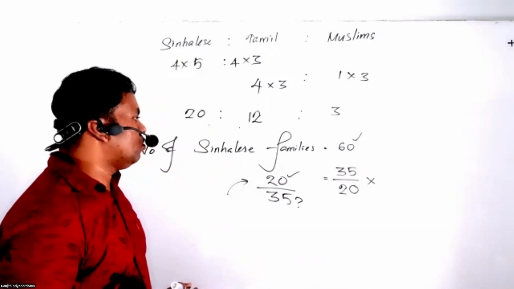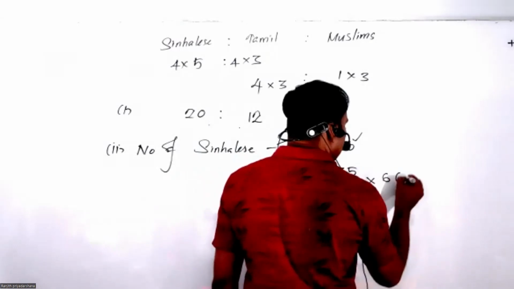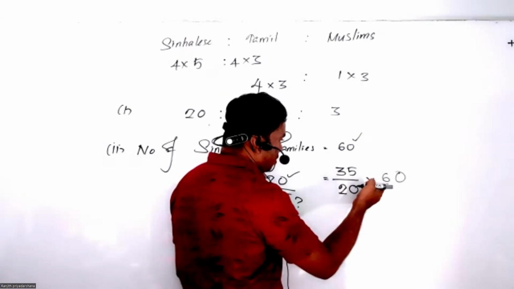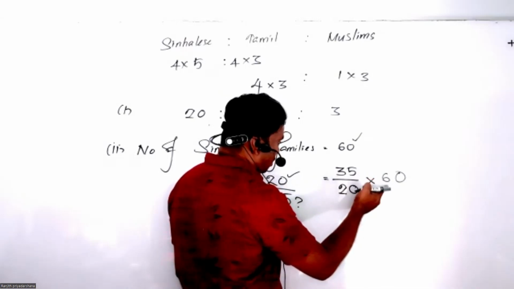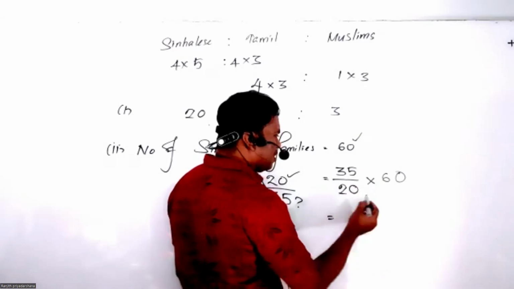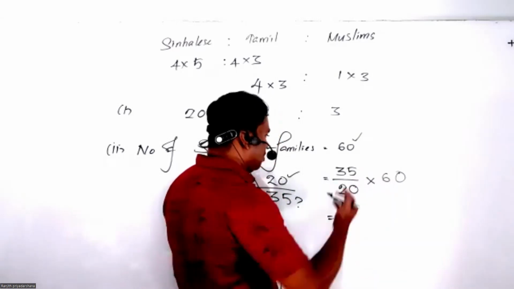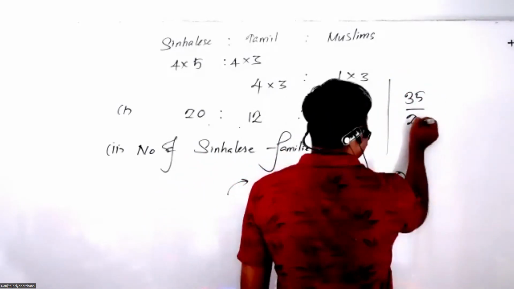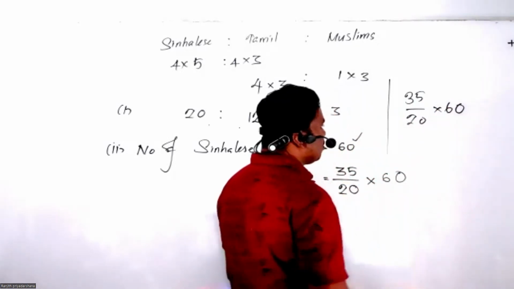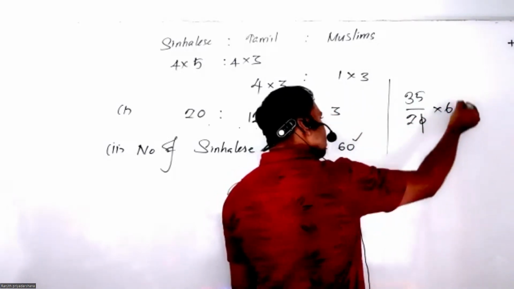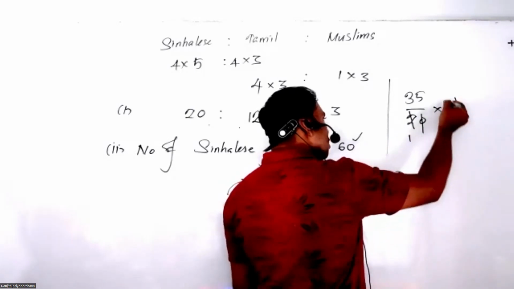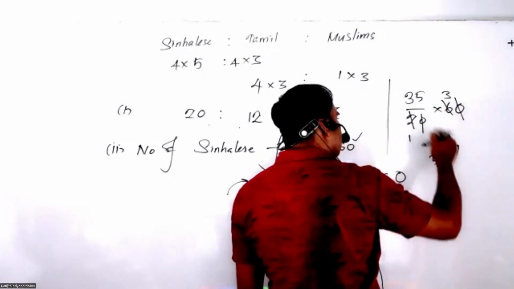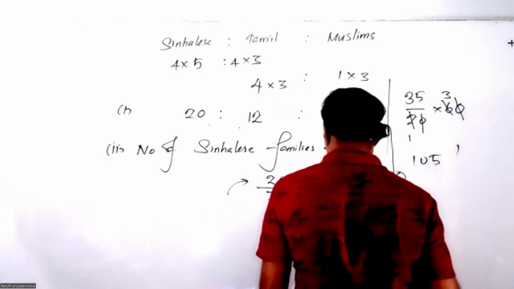If 20 corresponds to 35, what does 60 correspond to? So 35 over 20 times 60. Don't cut that here. Cancel here. It cancels out beautifully. How many 2s into 6? That's 3. 3 times 5 is 15. 3 times 3 is 9. With this one, that's 105.